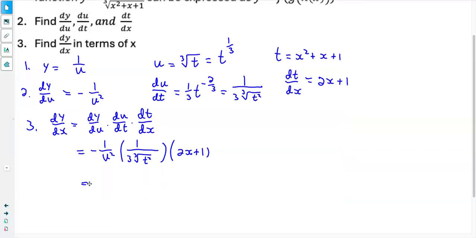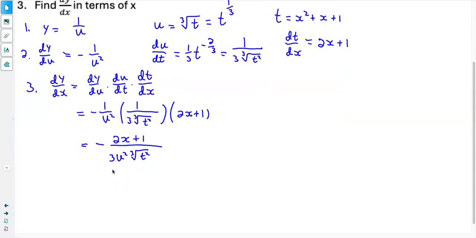So simplify this a bit, then start doing some substitution. So this would be the only thing that would end up in our numerator. So we've got negative of 2x plus 1 over 3 times u squared times the cube root of t squared. So we'll start substituting in what we know for u and t. So we know we've got negative 2x plus 1 over 3 times u squared.